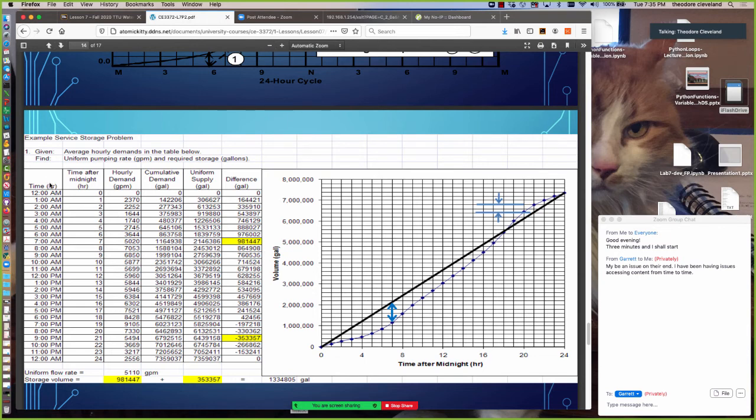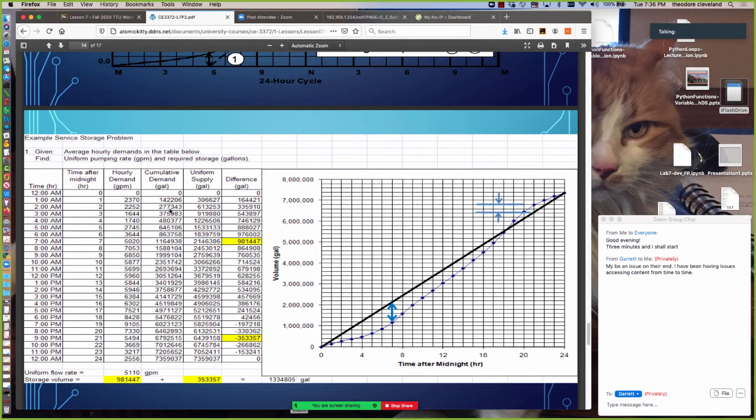What we do is we organize time on one axis, and we keep elapsed time after midnight, these hourly demand requirements, and then the cumulative demand. And so the way to read this is, if we look at the cumulative demand column, at the end of the first hour, so at 1 a.m., we would have needed to supply 142,000 gallons of water to the system.